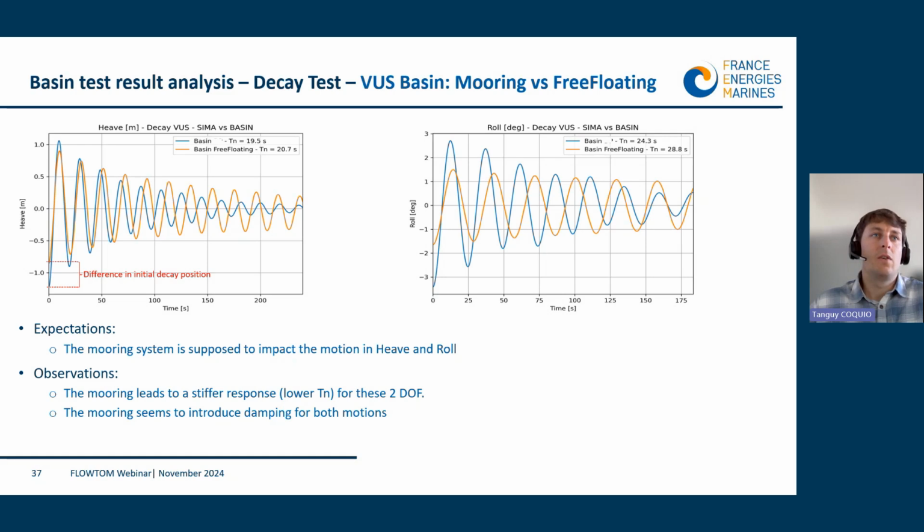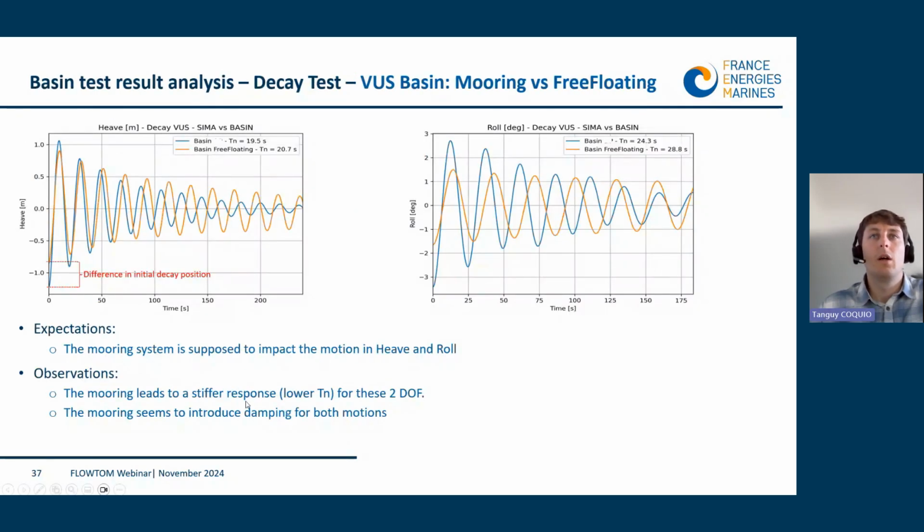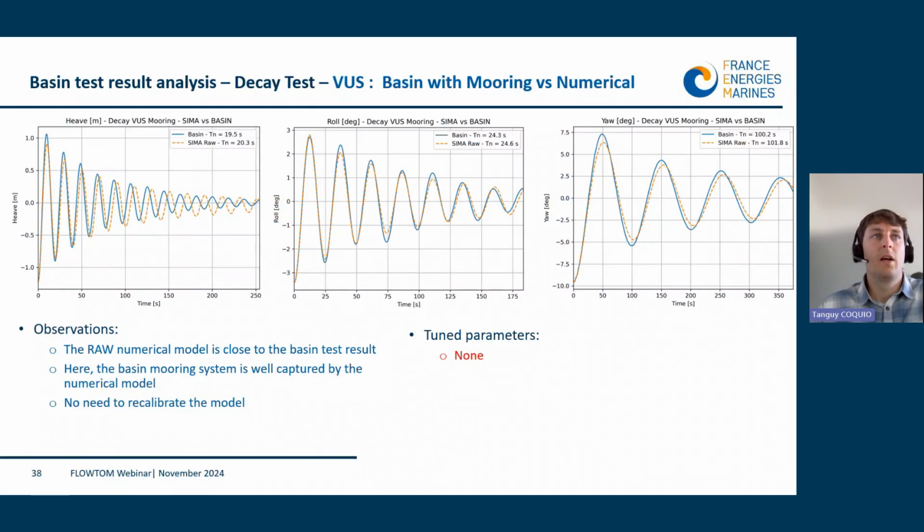In this case, this is something that was expected, because the heave and roll motions are degrees of freedom that are impacted by the presence of mooring lines, when it was not the case for the dynamic positioning. So it's just to quantify this impact, but it was expected. And so there is also the introduction of damping by the presence of the mooring lines.